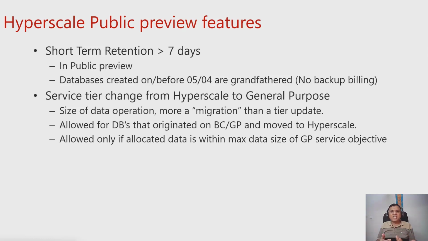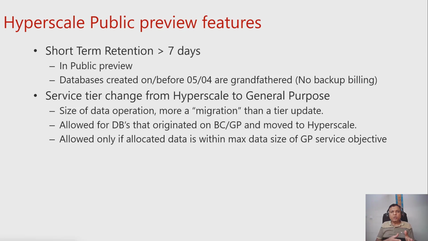It should not be treated as an SLO change, like for cost saving purposes, which you typically might have been doing by moving data between GP and BC back and forth. It is a way to reverse migrate a database from the hyperscale tier to the general purpose tier. And as I said, it is a size of data operation because we have to make a whole movement of the data from one architecture to a different architecture.